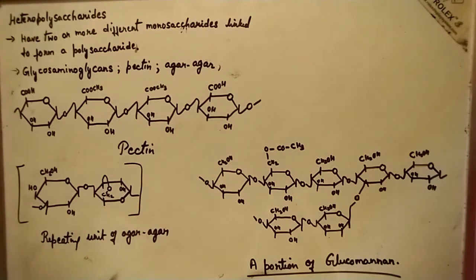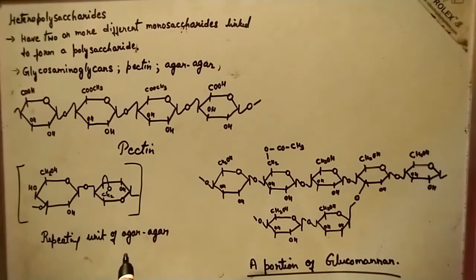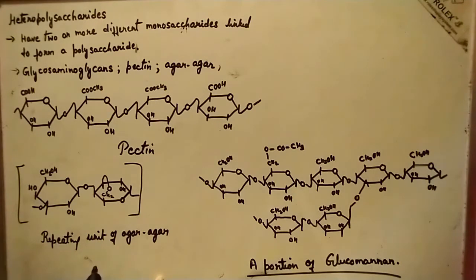Now coming to another important heteropolysaccharide, that is agar agar. This heteropolysaccharide is extracted from seaweeds, the members of Rhodophyceae like Gelidium, then Gracilaria and Campylaephora. And as you can see here, the repeating disaccharide unit of agar agar is known as agarobiose. Okay, it is known as agarobiose.